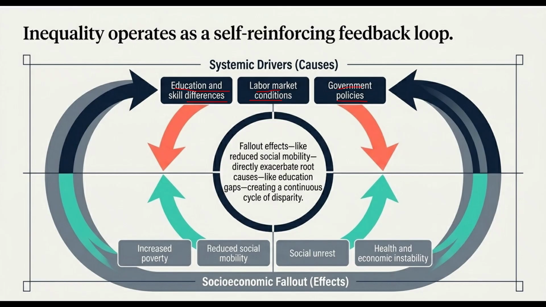So what will be the effects? Reduced social mobility, economic instability, poor health outcomes, limited access to opportunities, social unrest, and increased poverty. These effects worsen the original causes. For example, poor education leads to lower-paying jobs, which increases poverty and further limits access to quality education. So it's a repeating cycle, right?